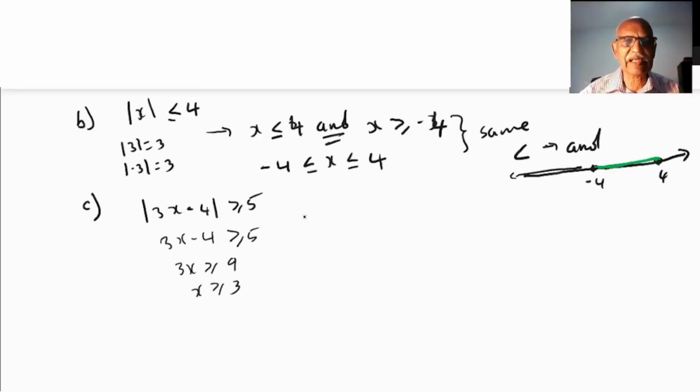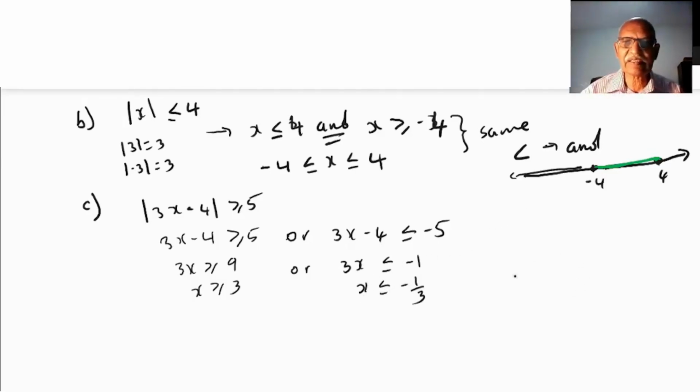For the second one, I have to write 3x minus 4 greater than or equal to 5. Because it's greater, we say or. 3x minus 4, the left side I copy as it is, less than or equal to the opposite sign. So 3x minus 4 less than or equal to -5. I solve this one here: 3x less than or equal to -5 plus 4, which is -1. X is less than or equal to -1/3.